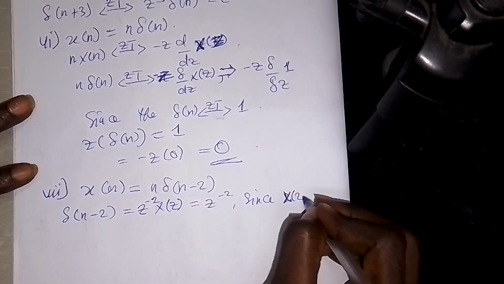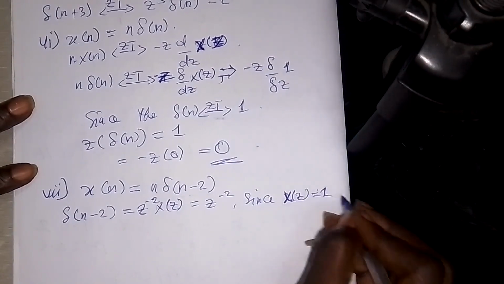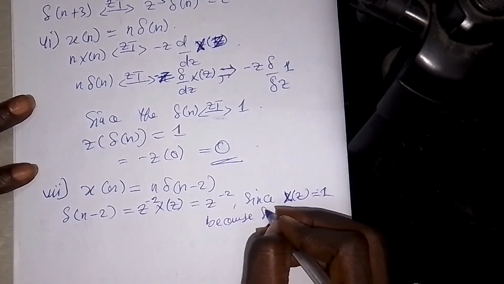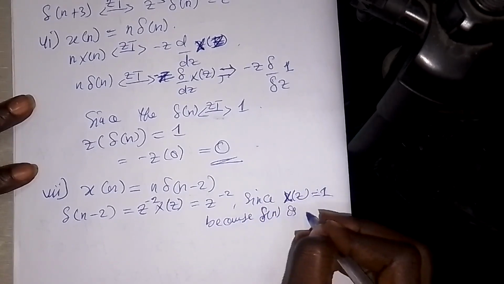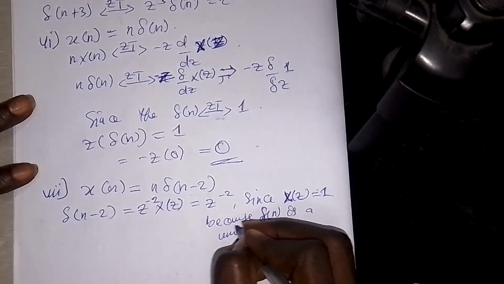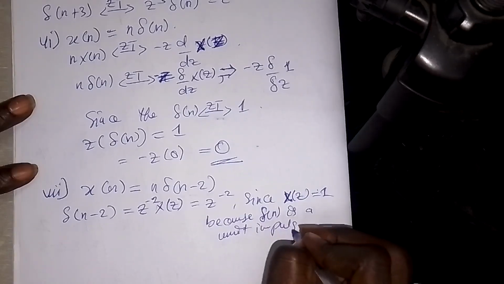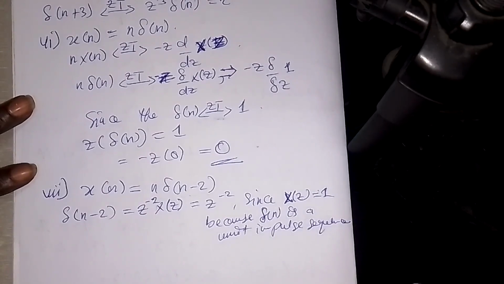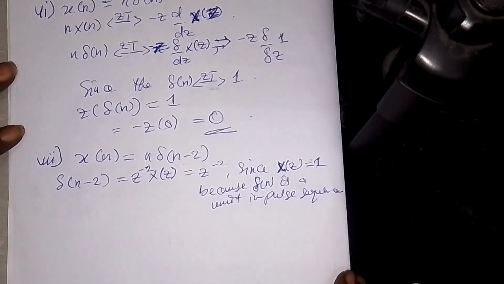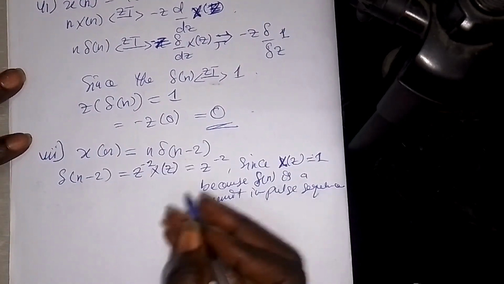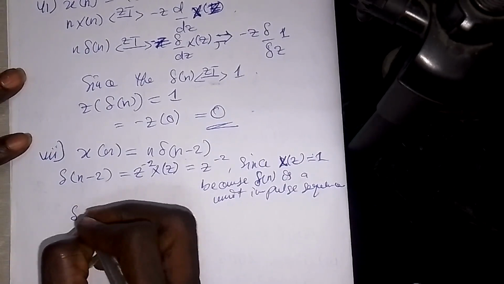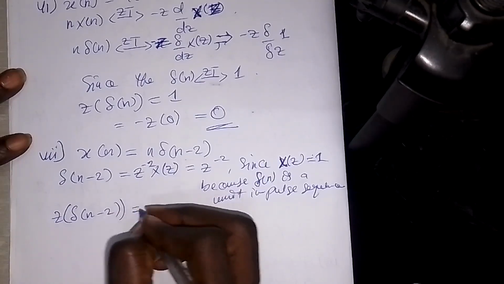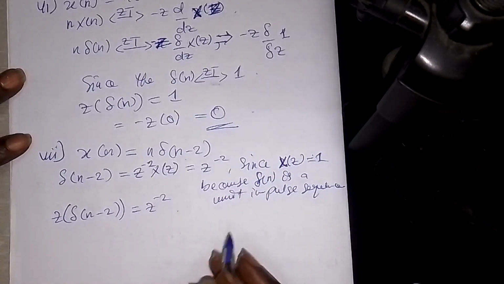Since x of z is equal to 1, because delta of n is a unit impulse sequence. So basically that is how it is. My final answer for delta of n minus 2, in terms of a z transform, is going to be z to the minus 2.